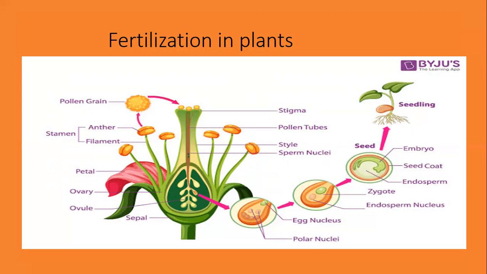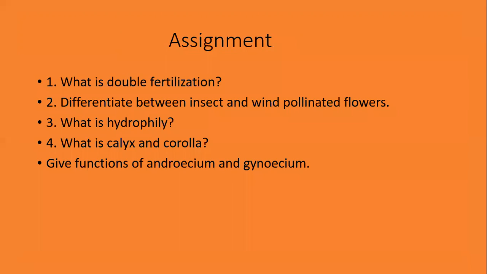One of the two male nuclei present in the pollen tube fuses with the egg cell and forms a zygote, which further develops into an embryo. The other male nucleus fuses with the polar nuclei of the ovule to form the endosperm, which nourishes the developing embryo.